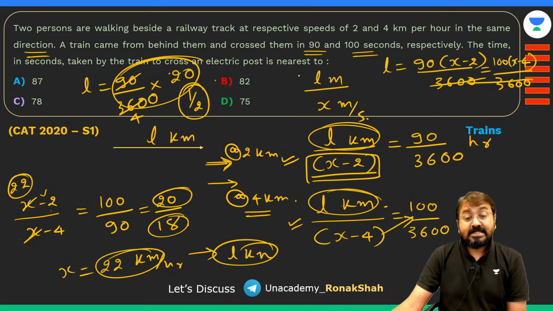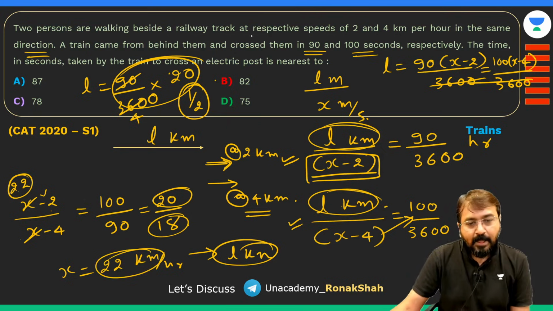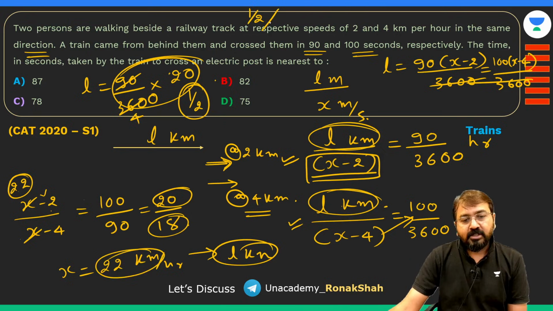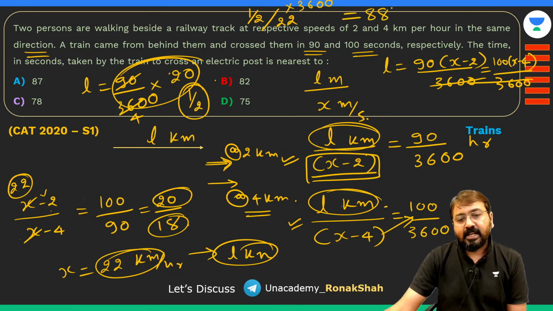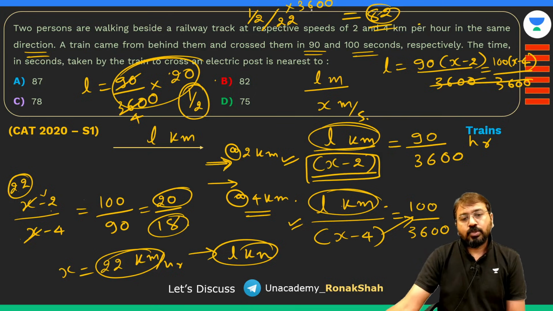So guys, how many seconds will it take? That is what they are asking. It needs to travel 1 by 2 kilometer distance at a speed of 22 kilometer per hour. So you will get this in hours, and multiplied by 3600 further, you will get this value as approximately equal to 82. So 3600 by 44 is what we need to do.